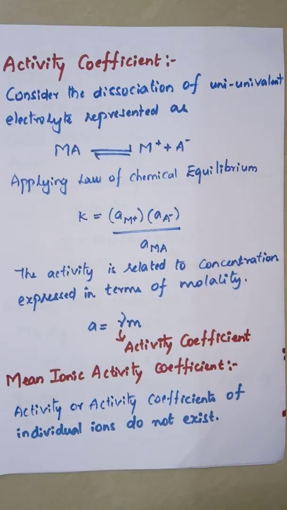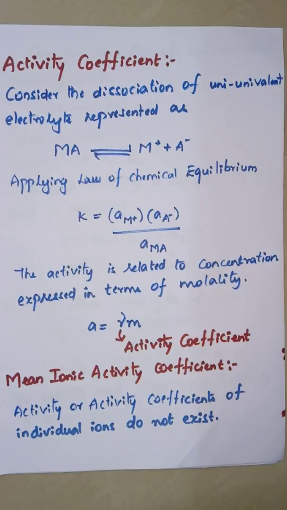Consider the dissociation of a univalent electrolyte represented as MA giving rise to M plus and A minus. If you apply the law of chemical equilibrium, K equals the activity of the products to the activity of reactants. Right? So a equals gamma m. This is the first formula which you should know when we study about activity. Next, mean ionic activity coefficients.